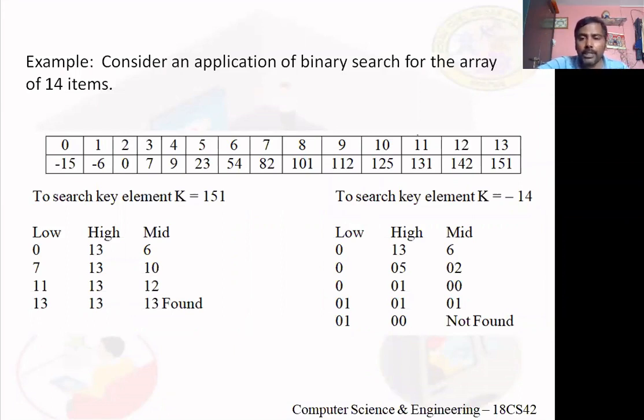What is mid? 2. What is the element at 2? 0. The key element is minus 14. Minus 14 is less than 0. Yes, so I need to search the left subarray, that is indices 0 through 1. So what is low? 0, and high is 1. So what is mid? 0 plus 1 by 2, 0. Got it?